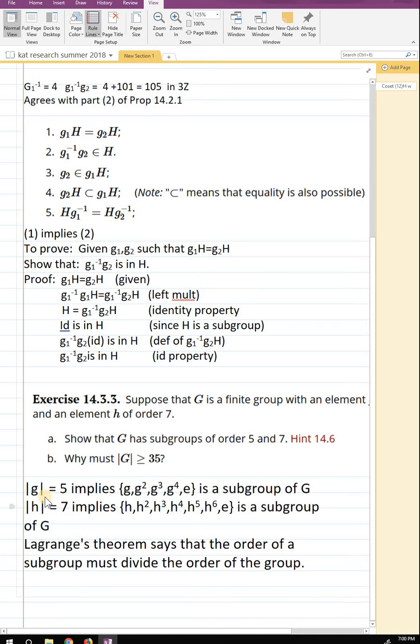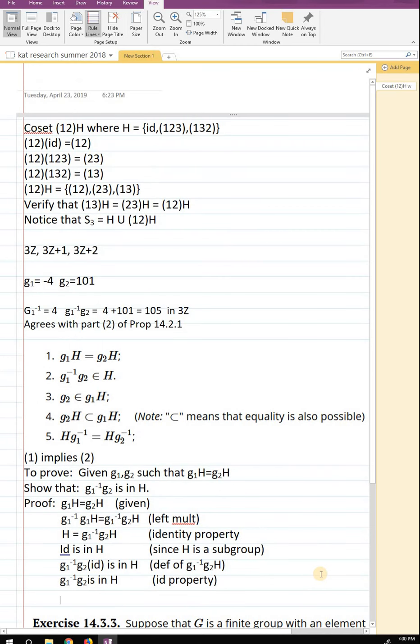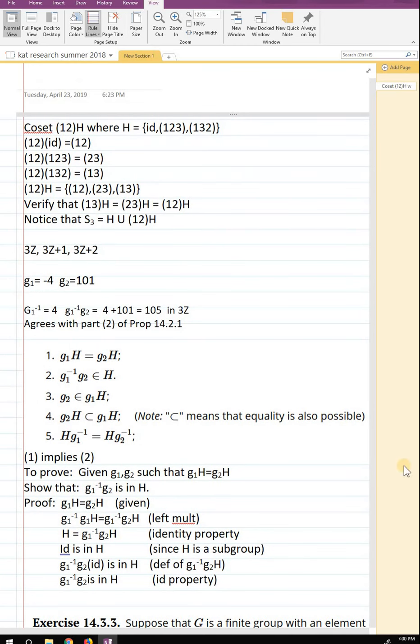So the key is that the order of G doesn't mean that G has 5 elements. It means that G generates a group of 5 elements. And the order of H is 7 means that H generates a subgroup of 7 elements. 7, 5, same thing. It's all less than 10.